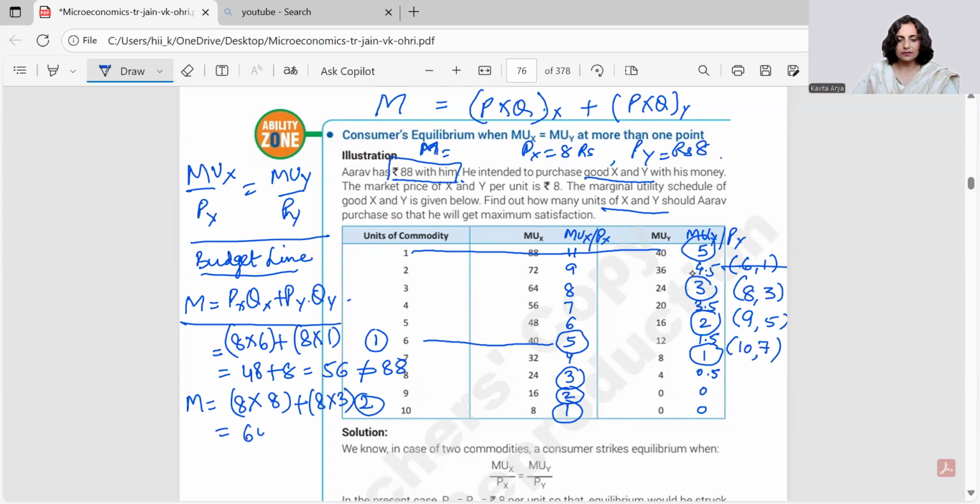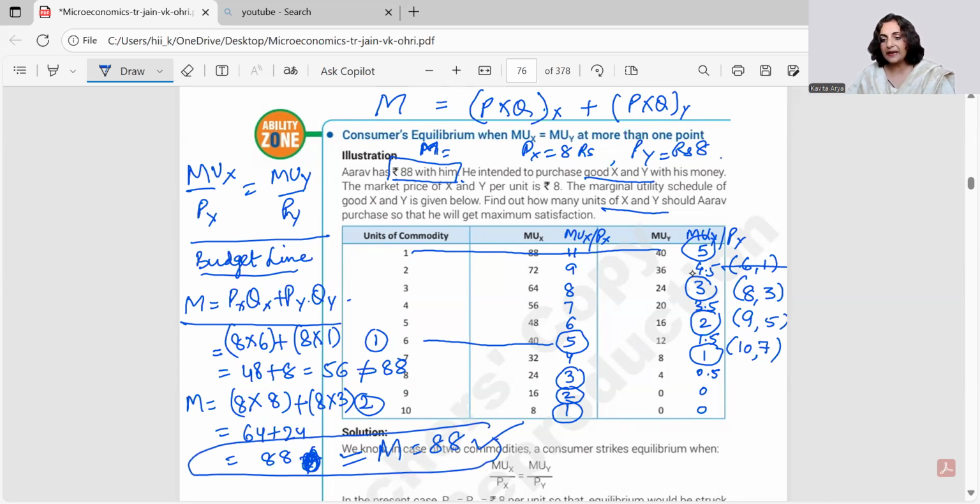So this is going to be 88, and this is what is required. This is what is given to be the money income, that is 88. So this is the right and unique answer. Means my answer and the consumer satisfaction is at 8 and 3 combination. Means he would be buying 8 units of X and 3 units of Y to get the maximum satisfaction.